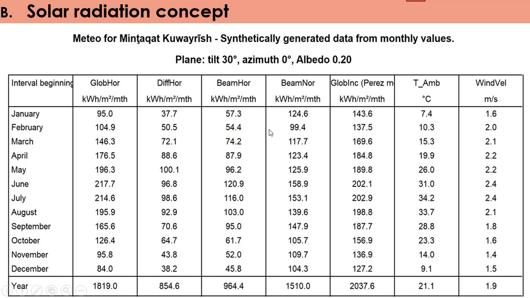as we see, more than global horizontal. It also takes into consideration the ambient temperature, the average daily for every month through the year, and also the wind level measured in meter per second. Okay.